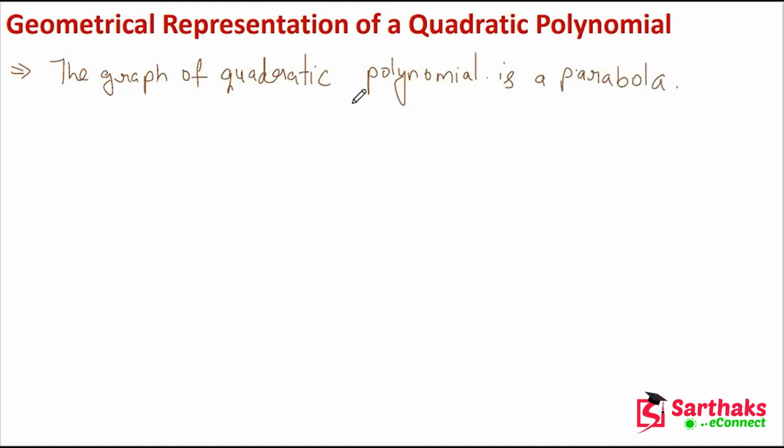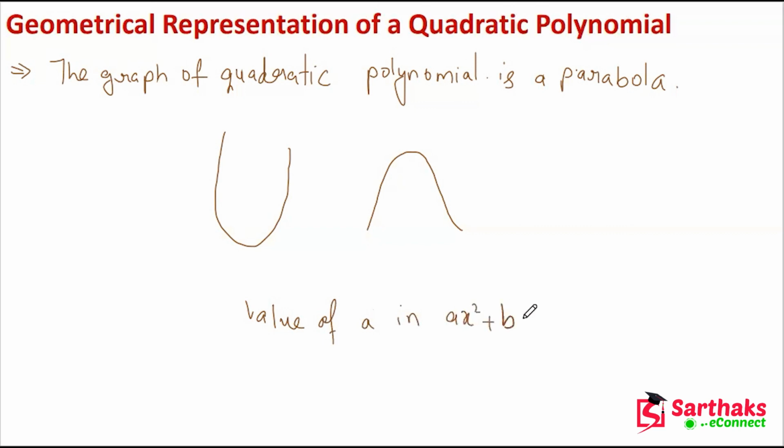Okay, so it looks like just a U shape, like this. It may be upward, it may be downward, which is either open upwards or opens downwards depending on the value of a in ax square plus bx plus c. Okay, so this graph depends on the value of this a.